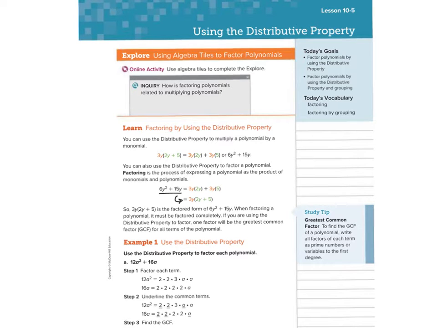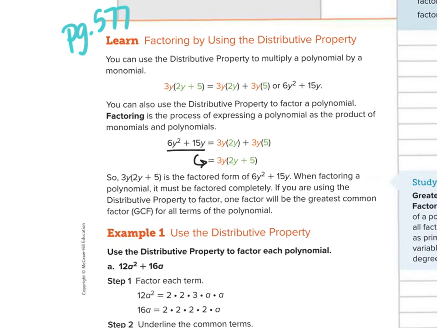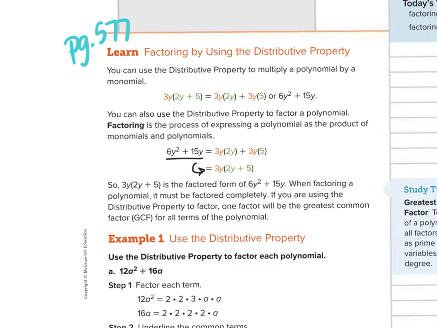Okay, so we are on page 577, lesson 10.5. And we are starting factoring today, which is essentially like they are going to give you, and I'm going to write this over on the side, it won't be in your book.